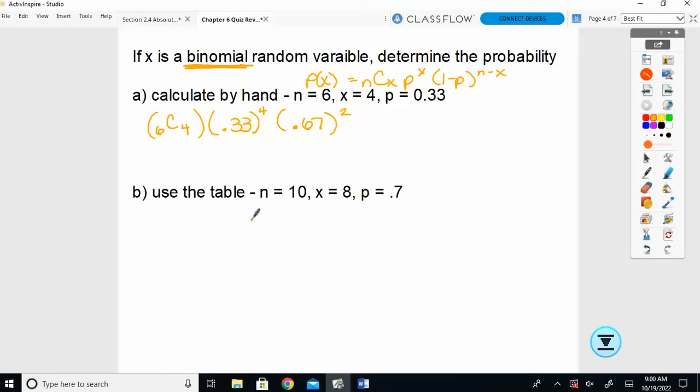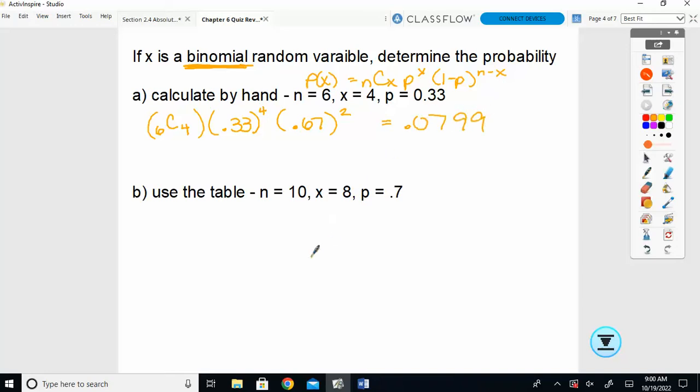So then we have to put this in our calculator. Everybody remembers how to get the choose part. Math, probability, number 3. And we should get 0.0799.